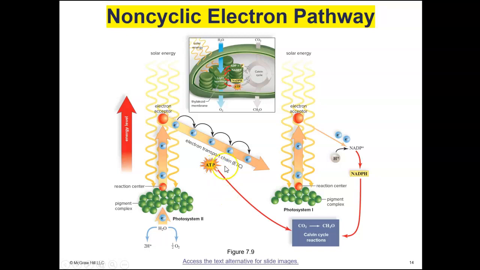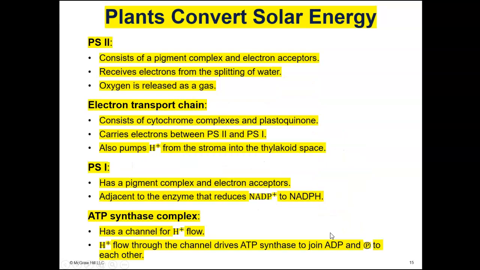Now, the ATP and the NADPH are the products of the non-cyclic pathway of the light reactions. They go on to power the Calvin cycle reactions, where carbon dioxide is converted into a carbohydrate, such as glucose. In your notes, you wrote down that photosystem 2 is a pigment complex and electron acceptor molecules that split water and release oxygen and also produce ATP.